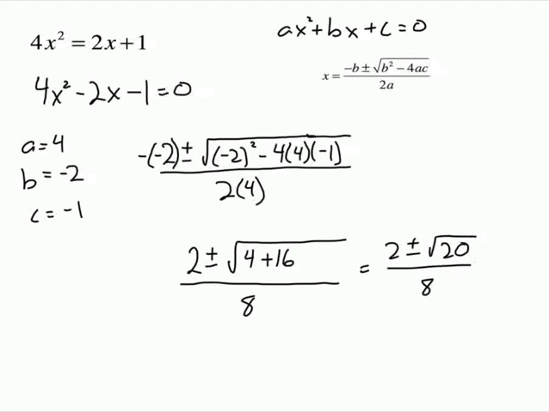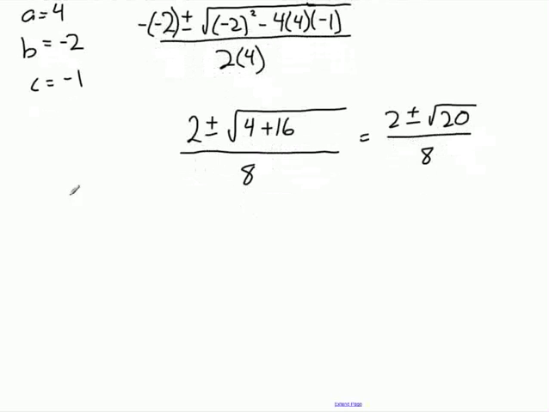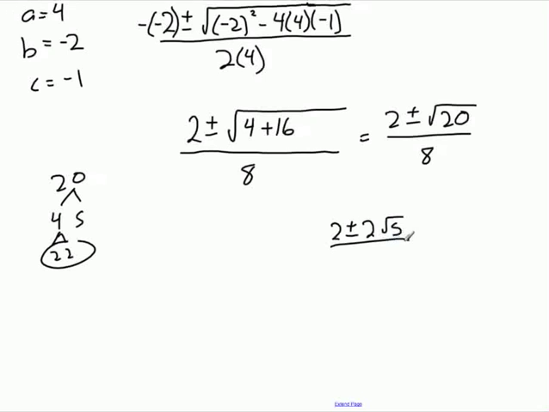Now remember, we always have to reduce our radicals. So 20 is 4 and 5. And 2 and 2. There's 2 2's. So you end up getting 2 plus or minus 2 square roots of 5 all over 8.